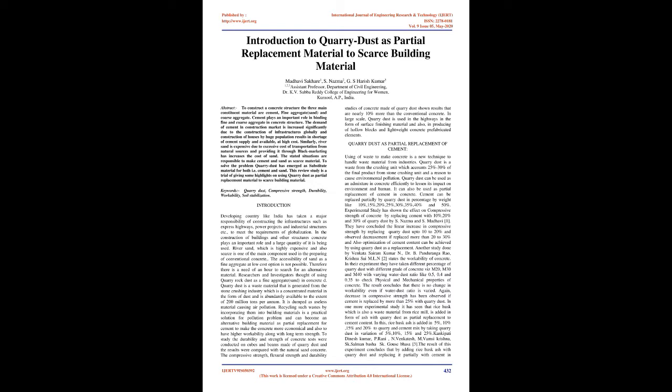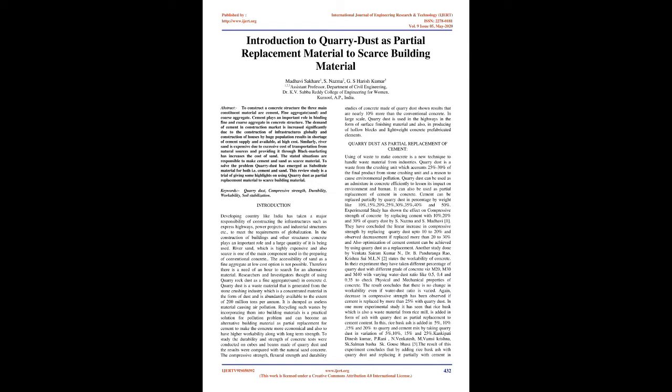To solve the problem, Quarry-Dust has emerged as a substitute material for both, i.e. cement and sand. This review study is a trial of giving some highlights on using Quarry-Dust as partial replacement material to scarce building material. Keywords: Quarry-Dust, compressive strength, durability, workability, soil stabilization.